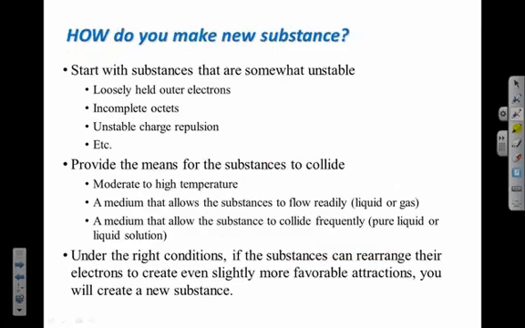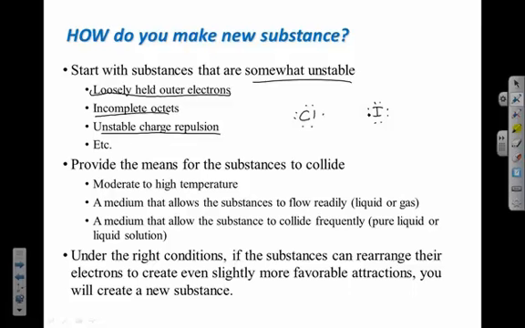So if it's somewhat unstable, maybe it has an incomplete octet. That would make it very unstable. Or a lot of unstable formal charge or charge repulsion. That would make it unstable. Maybe it's mostly stable, but it only has some loosely held outer electrons. You know, in the example we did in lab 3 with the halogens, chlorine only has 7 electrons in its outer shell, and an iodine that has 8. Well, the iodine's electron was more loosely held.